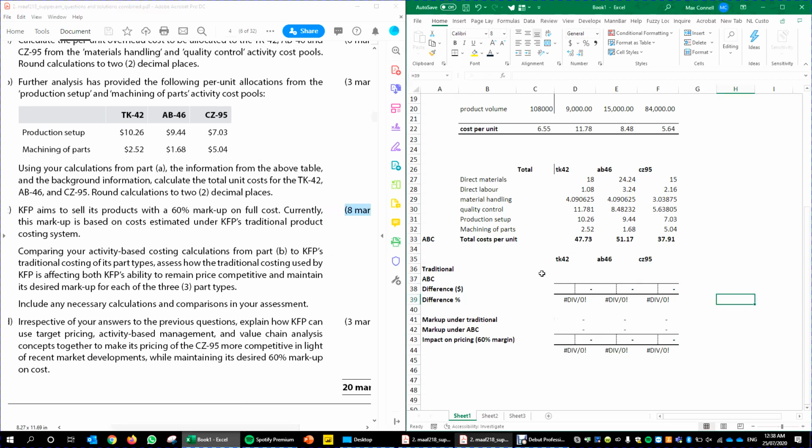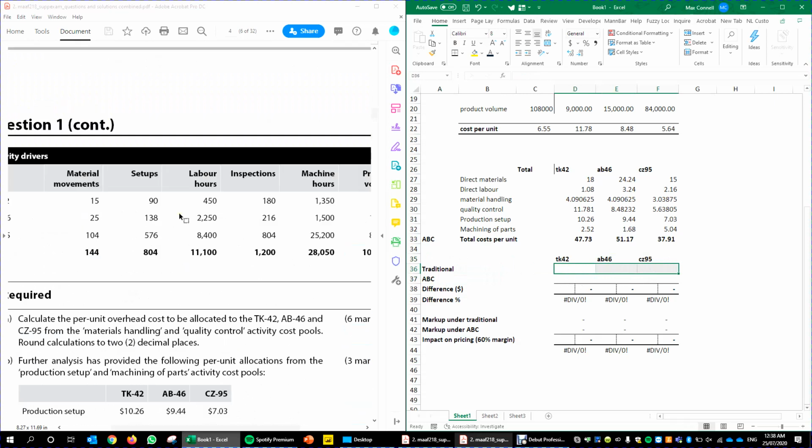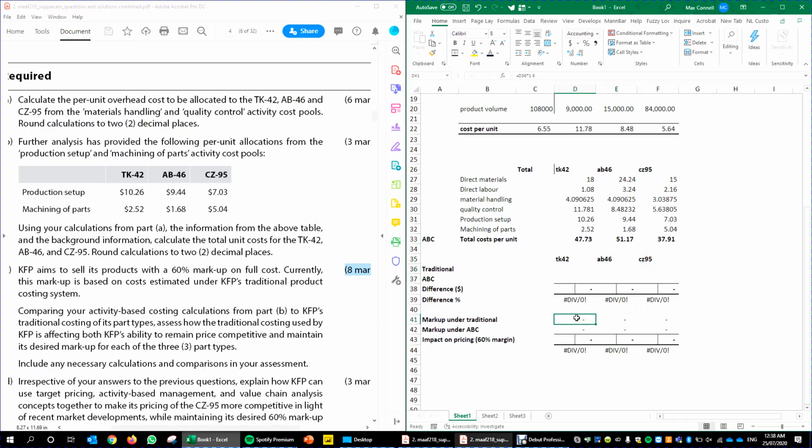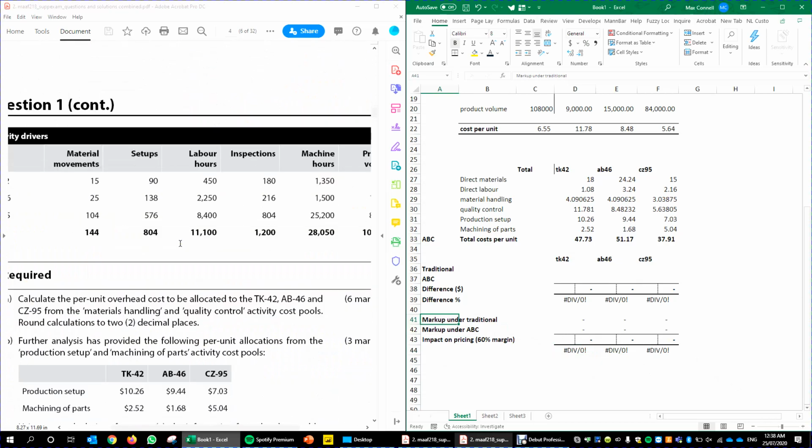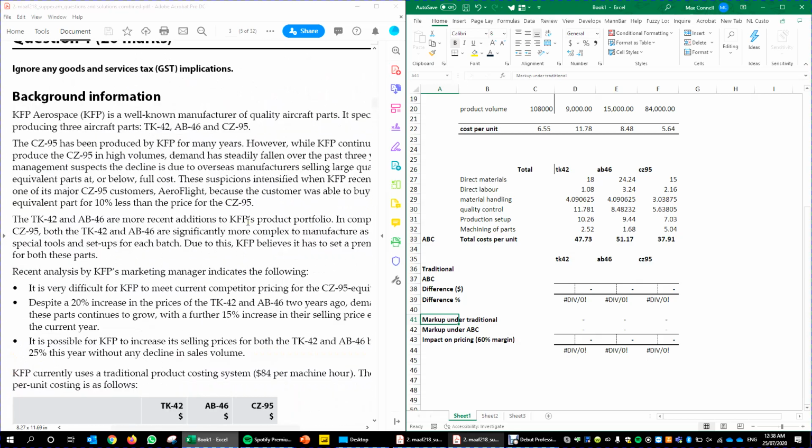So how I would structure it is to put a table like this. We've got your products, you've got your costing. We're going to put our costing for each product under the traditional and then the ABC as we've calculated. Then we'll look up the markup, which is basically the cost times 1.6. Then we'll look at the difference, the impact on pricing. It's the difference between the markup under traditional and the markup under activity-based costing. Then we'll make some inferences based on what we know from the question in terms of whether or not they're reaching their targets.